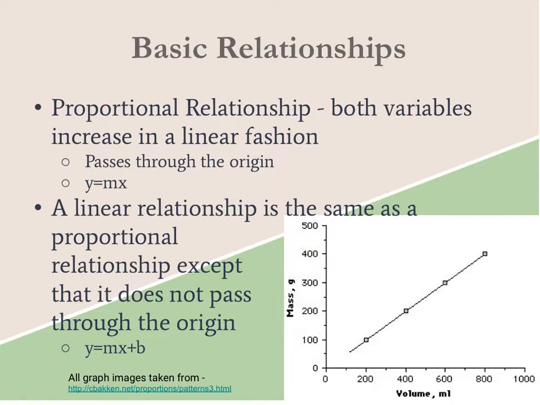Okay, so let's talk about some of these graphical relationships, or really mathematical relationships, that we're going to be seeing this year, and how they are going to manifest in graphical form. The most basic relationship that we'll come across is what we call a direct relationship. When one goes up, the other goes up. One goes down, the other goes down.